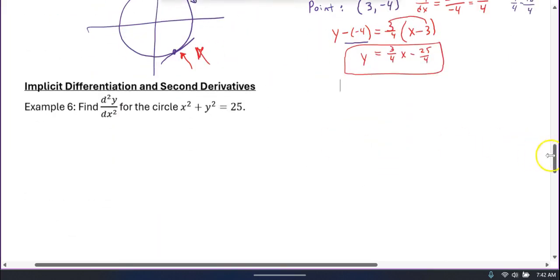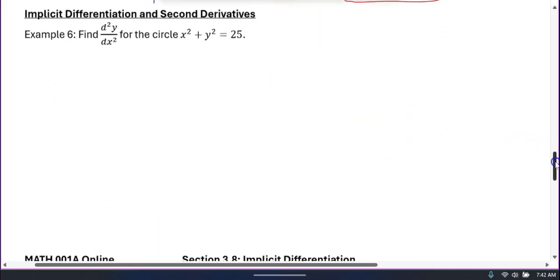All right, this is one for you to try right here. Find the second derivative for the circle x squared plus y squared is 25. Why don't you pause the video and see what you can figure out?